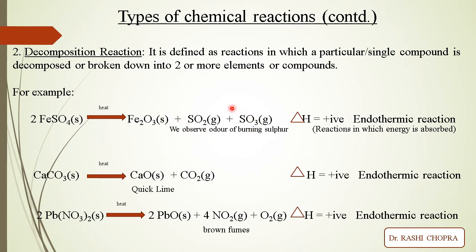So this is an example of a decomposition reaction in which a single reactant, ferrous sulfate, has broken down into many compounds, which are Fe2O3, SO2 and SO3. You will be doing this experiment in the laboratory. Another example is calcium carbonate. If you take a spatula of calcium carbonate and heat it, it will change into calcium oxide and carbon dioxide gas will be evolved.